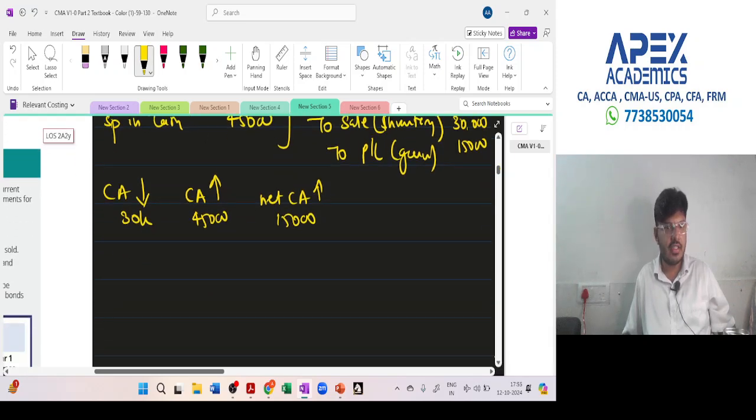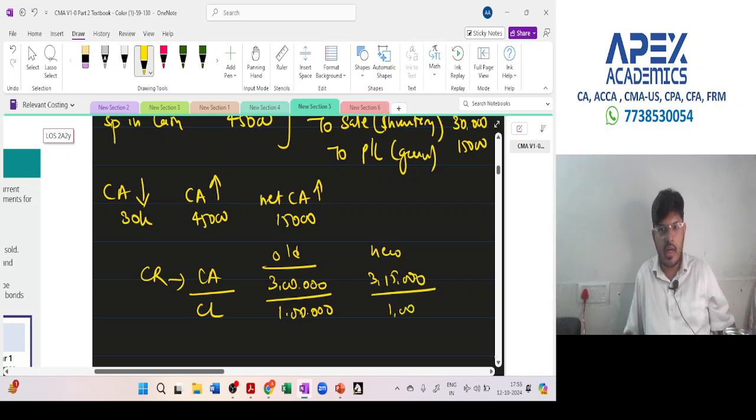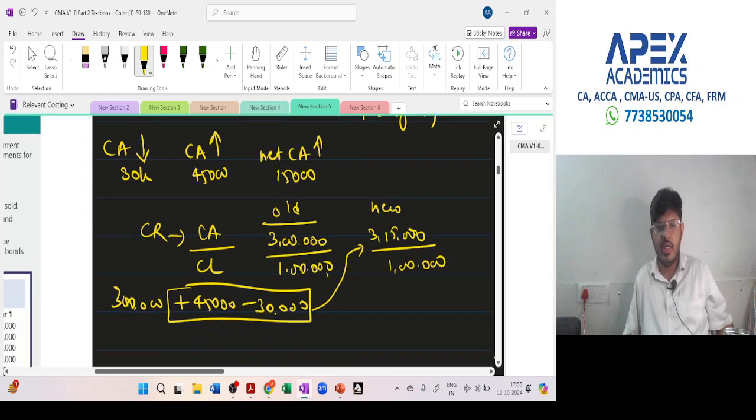So my dear friends, please answer my question. If I was to look at current ratio, which is current assets upon current liabilities, my old standing was 3 lakhs upon 1 lakh. My new standing is going to be 3 lakh 15,000 upon 1 lakh. How 3 lakh 15,000? In 3 lakhs, you add 45, correct, cash came in. And what is the difference here? The difference is 15,000. Just straight away add 15,000. Are you understanding what I'm trying to say? So the old ratio was 3, the new ratio is going to become 3.15.